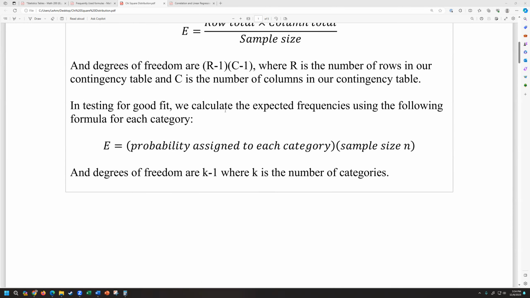If we're doing a test of good fit, we calculate our expected frequencies differently because we're basing it off of essentially percentages or probabilities of breakdowns for each category that we have. So E is the probability assigned to each category times the sample size of our sample, whatever that is. So that's N for us. And then degrees of freedom, since we don't have a contingency table there, it'll be just K -1, where K is the number of categories that we were presented with.